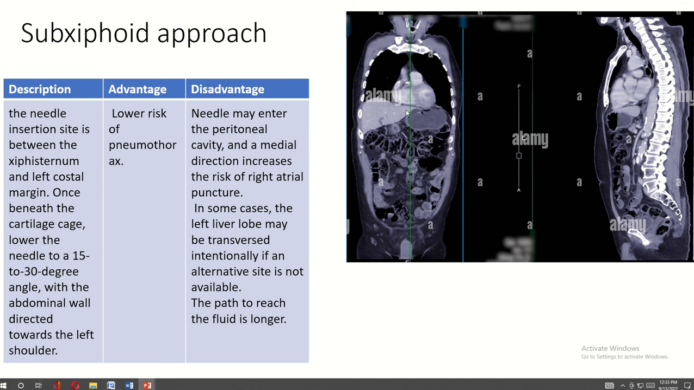So there is a chance of puncture of the liver and puncture of the stomach. So you have to be careful about this. And one of the advantages is that there is little chance of pneumothorax. So this is the approach. If you go a little bit lower, there is a risk of puncturing the stomach or the liver.